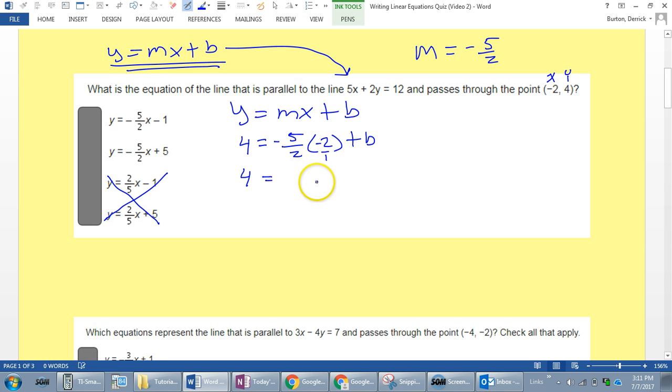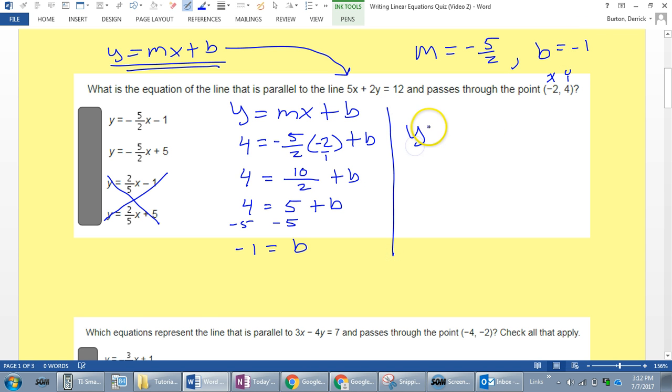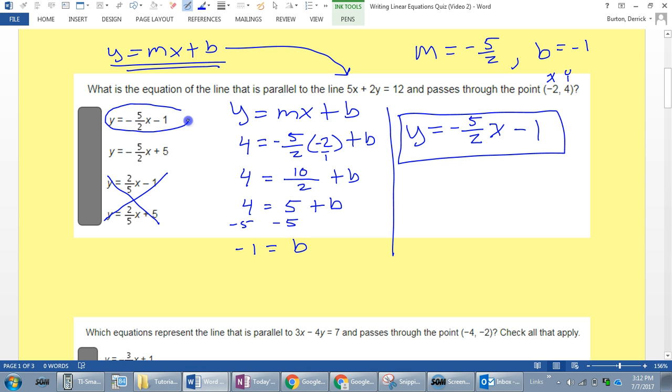Okay, so this is like having negative 2 over 1. A negative times a negative is a positive. So this will be positive 10 over 2. Of course 10 divided by 2 is 5. If I subtract 5 from both sides, I get negative 1. So now I know that the slope is negative 5 over 2 and the y-intercept is negative 1. So if I put that all into y equals mx plus b form, slope-intercept form, then I have negative 5 over 2x minus 1. So that's why it should be the top one, A.